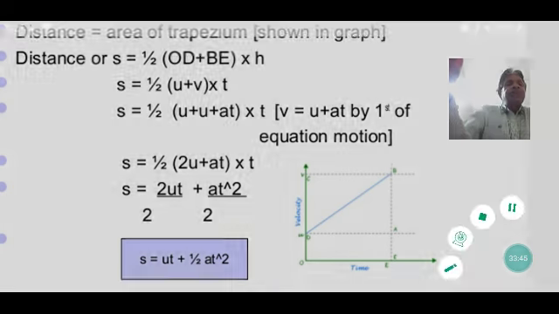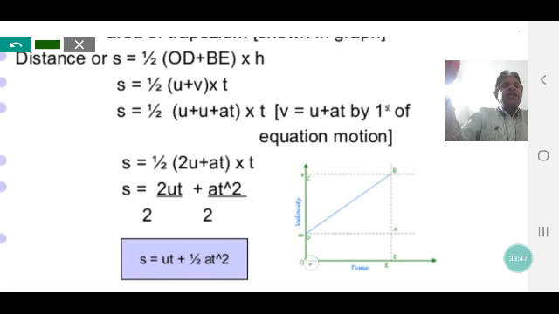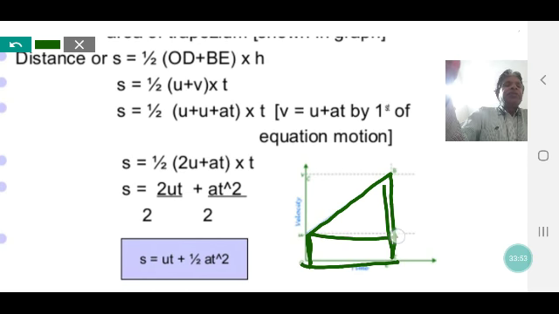This shape is a trapezium. We know it has parallel sides and a distance between them. If we find the area of the trapezium, we can easily find the total displacement covered. Now distance S is equal to the area of the trapezium. What is the area of a trapezium?